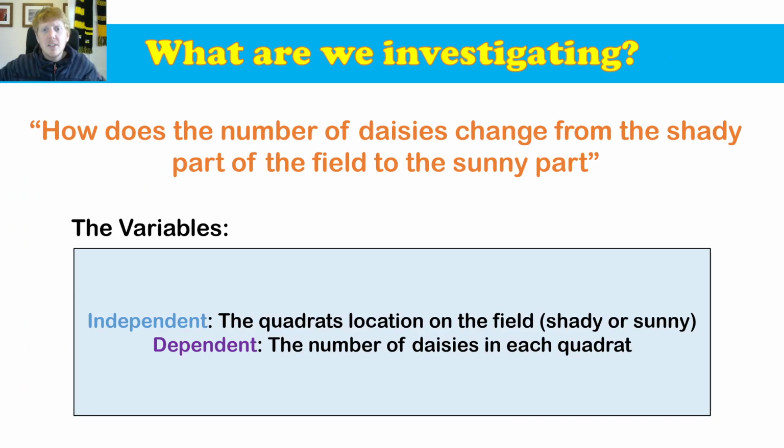How does the number of daisies change from the shady part of the field to the sunny part? The independent variable, the one we're going to change, is the quadrat's location on the field, whether it's in the shade or in the sun. The dependent variable is the number of daisies in each quadrat.